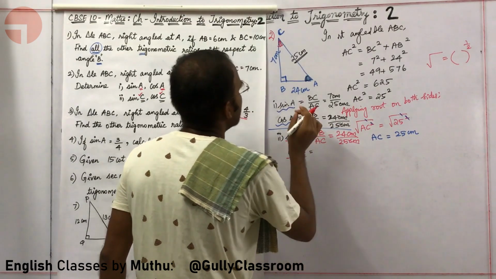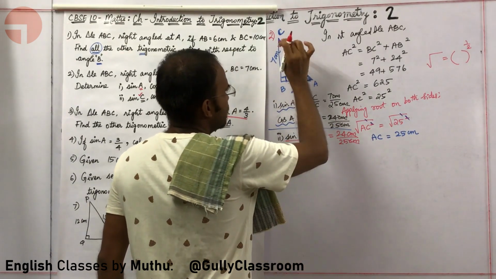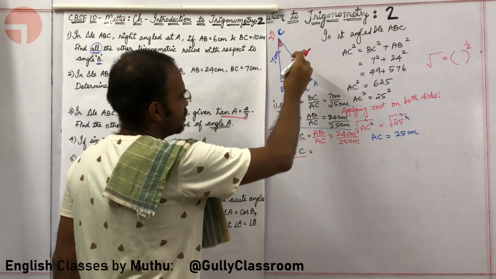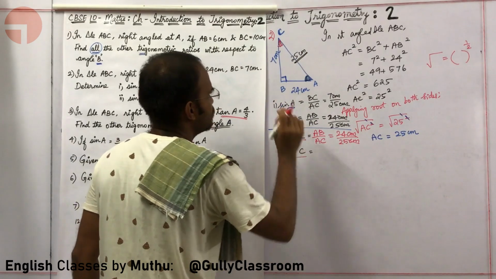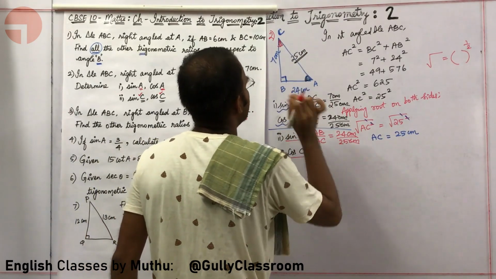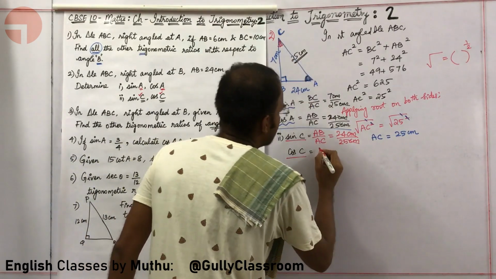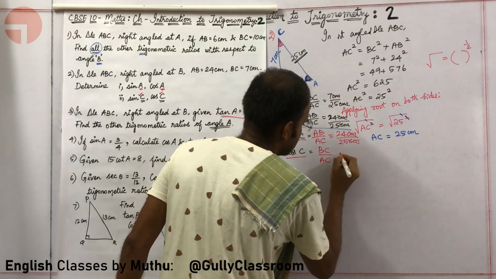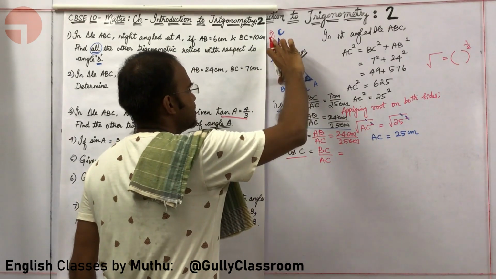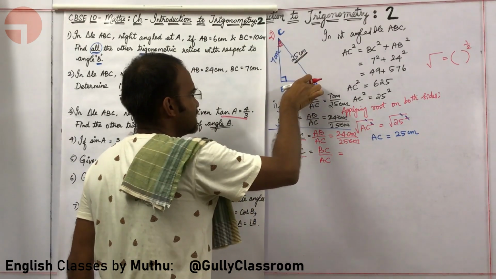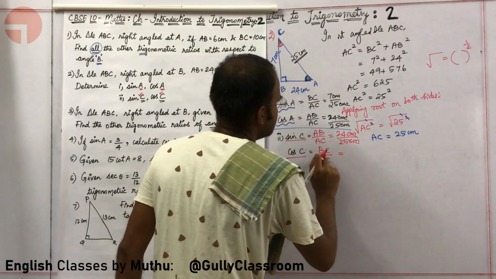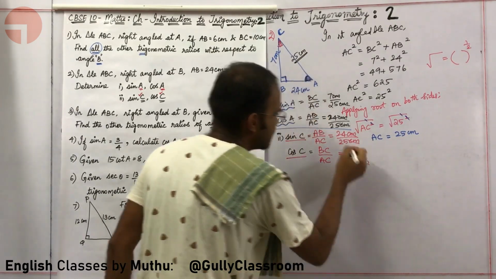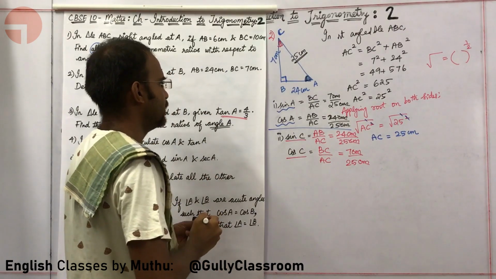What next? Let us go for cos C. Let us calculate cos C with respect to this particular angle. Here cos C means I need to calculate adjacent by hypotenuse, so I am going for BC divided by AC. With respect to C, this is the adjacent side, this is the opposite side. So BC is 7 centimeters, hypotenuse is 25 centimeters. So the answer is 7 by 25.